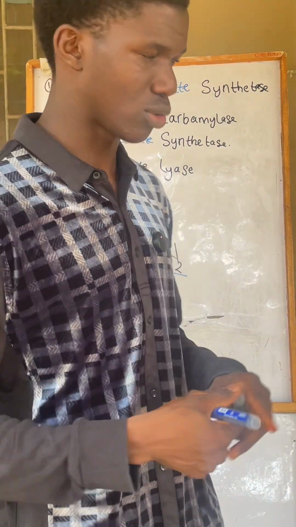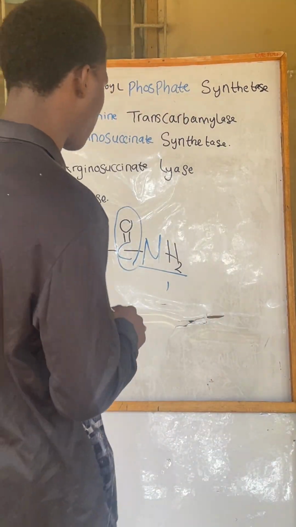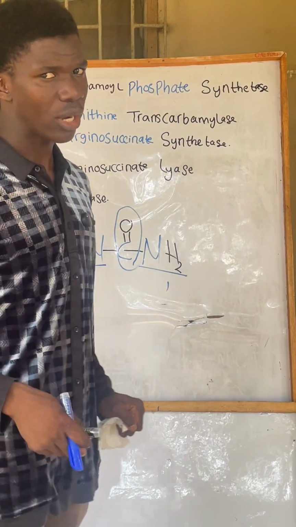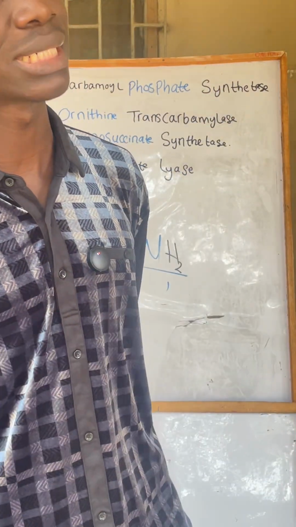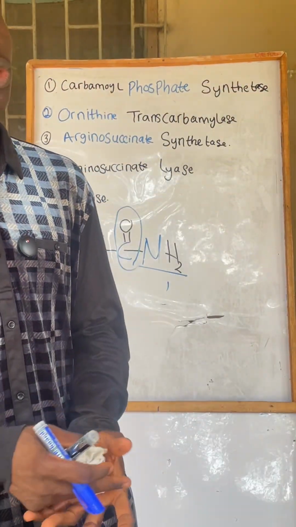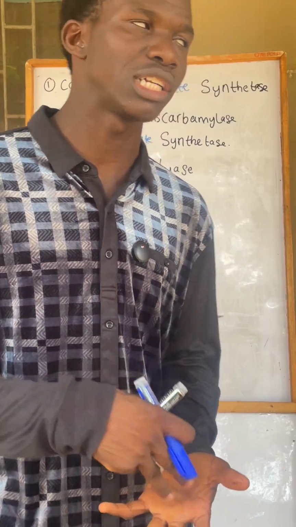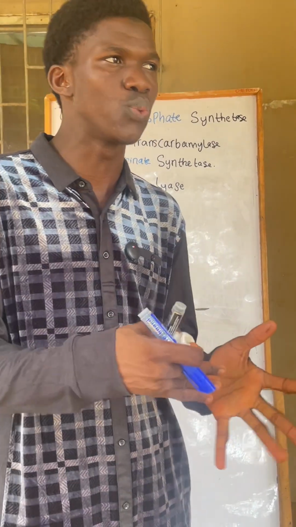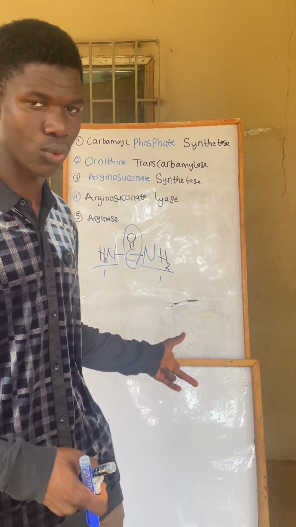I hope you understand that. So that should not be a problem for us. We know what urea is: two nitrogens and one carbon, and that carbon has an oxygen on it. Another thing you need to understand for the urea cycle in an easy peasy way: you already know the structure of urea, right?